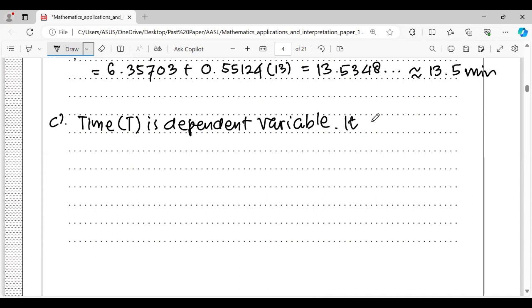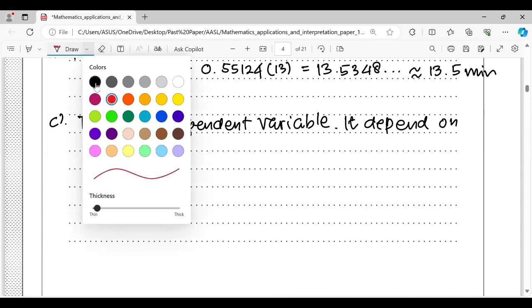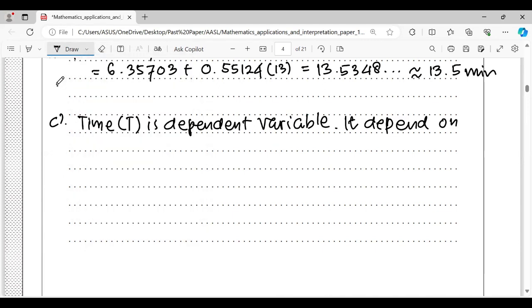So the time result depends on the result of g. It depends on the result of variable g.